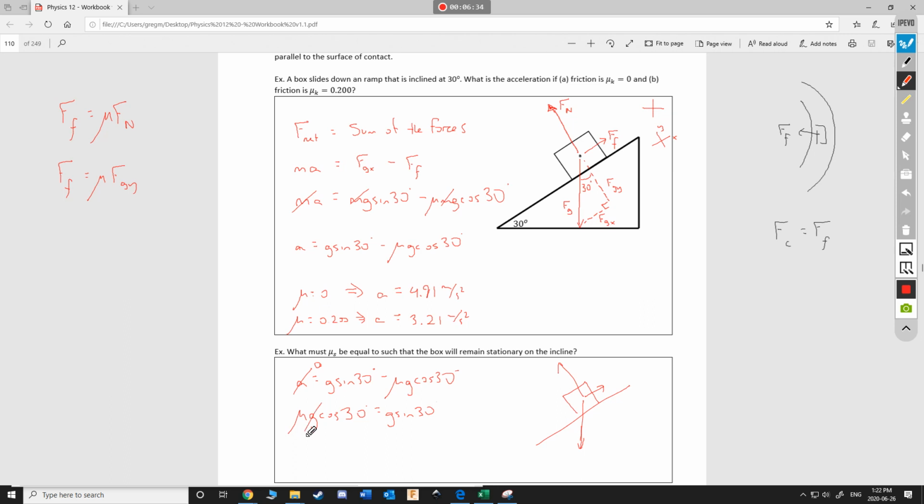You see our g's cancel out. We can divide both sides by cos, so you get sine 30 over cos 30. Some of you may recognize this is a trigonometric identity, which becomes tan 30. So just plug in tan 30, and we get a coefficient of 0.577. So if the coefficient of static friction is 0.577, this thing would not slide.